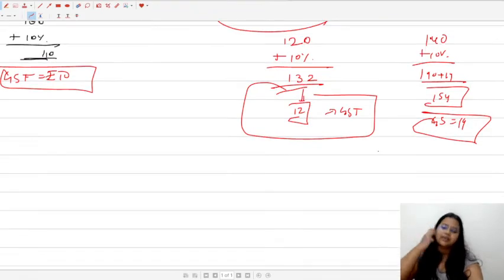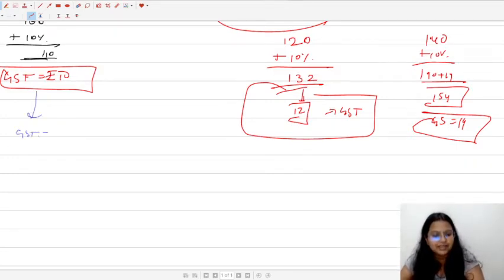Now students, the government is coming and saying, Mr. Manufacturer, you have charged GST of rupees 10 which you are required to pay to us. So the manufacturer is saying, okay, no problem, you can take this. So he has paid GST of rupees 10 to the government.